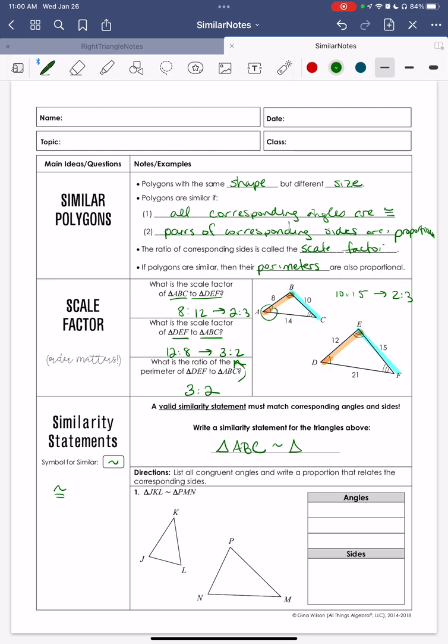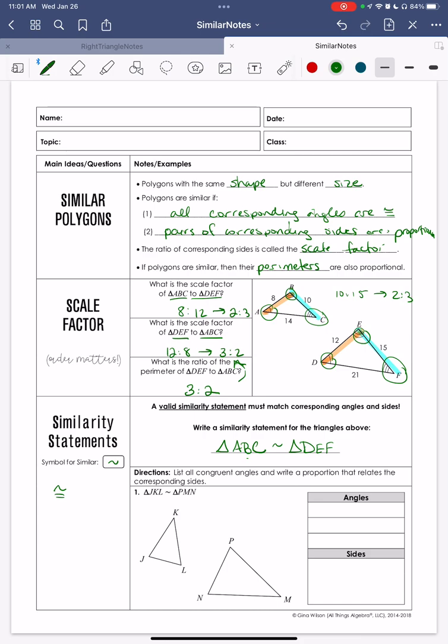So I see angle A is congruent to angle D, so I start with D. Let's see, now I have B, and B is congruent to E, so I have E. And then C is the only one left over, and that's congruent to F. So triangle ABC is similar to triangle DEF.